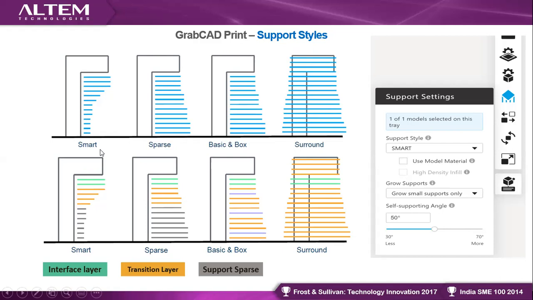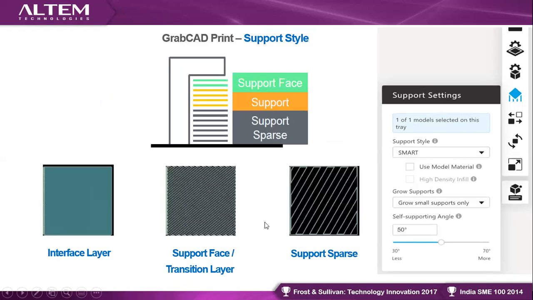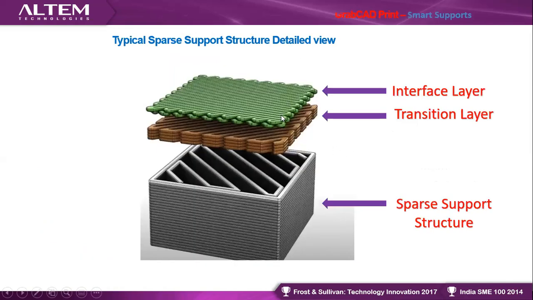You would have noticed that when the support is printing, the first two layers we call the interface layers. Below the interface layer there is a support phase layer, and you can choose the support sparse. Here I'm just showing the support sparse. You can see there is a lot of gap. So this is the support structure, the typical sparse support structure, in a detailed view.